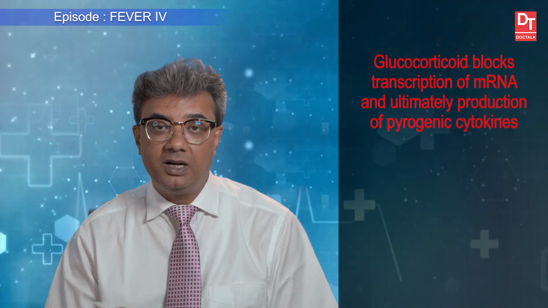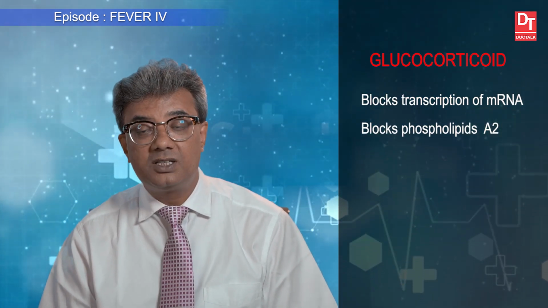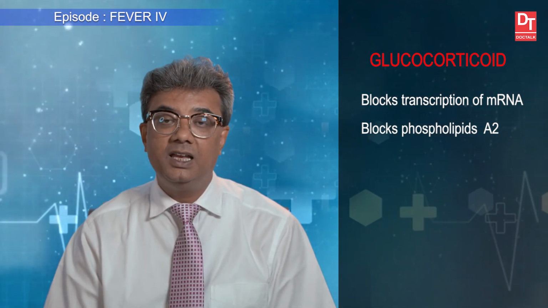It blocks transcription of mRNA and ultimately production of pyrogenic cytokines. So, pyrogenic cytokines are proteins, they are produced by mRNA getting signal from the gene. mRNA transcription can be blocked by glucocorticoid. So, glucocorticoid acts in 2 levels. It blocks transcription of mRNA and it blocks phospholipase A2.